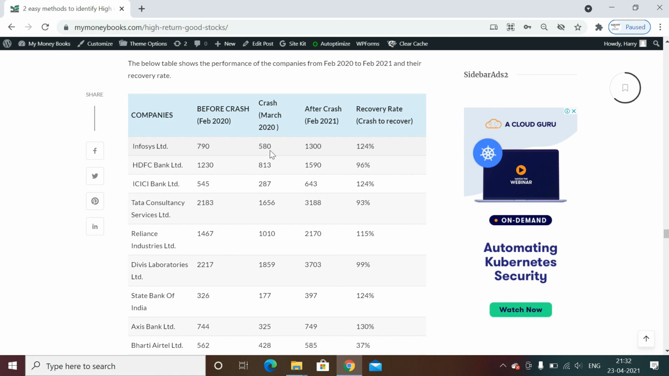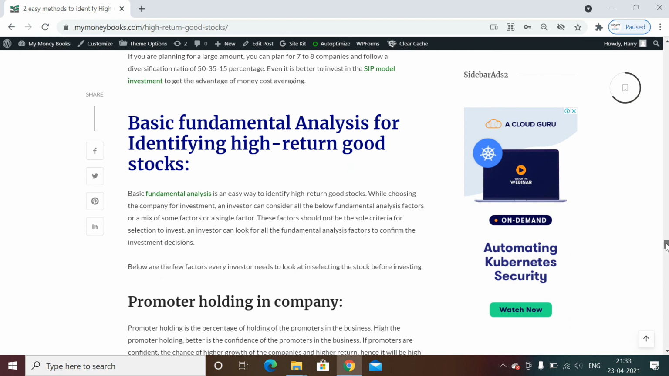During the market crash it goes to 580, and within a year it went up to 1300. That means 124% is recovered. That means during the time of the last market crash it recovered about 124%. So we can list out like this. Then we can identify which have the more returns. We can say here 124%, here 130%. So if you are investing in these companies, if the next market crash happens also, we can see a return after 6 months, 7 months or 1 year of time. So this is one method of identifying a quality stock.